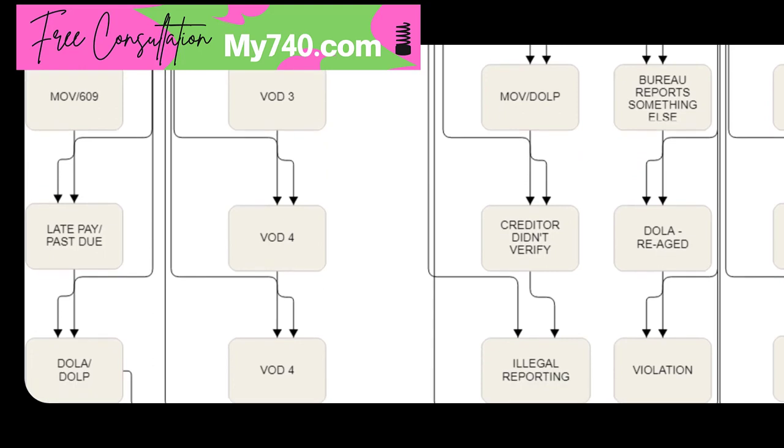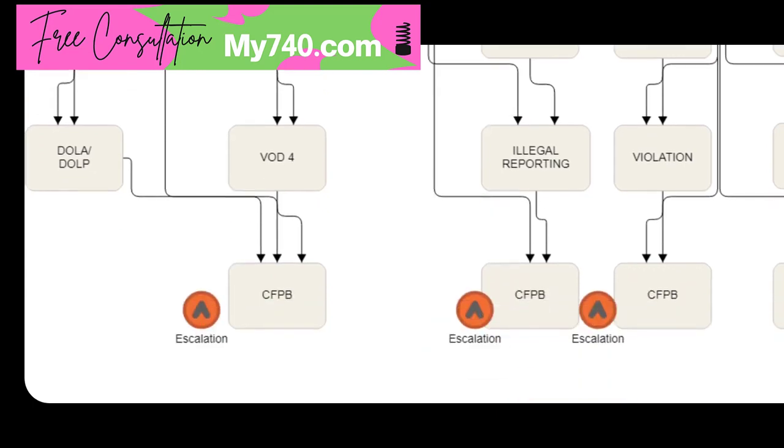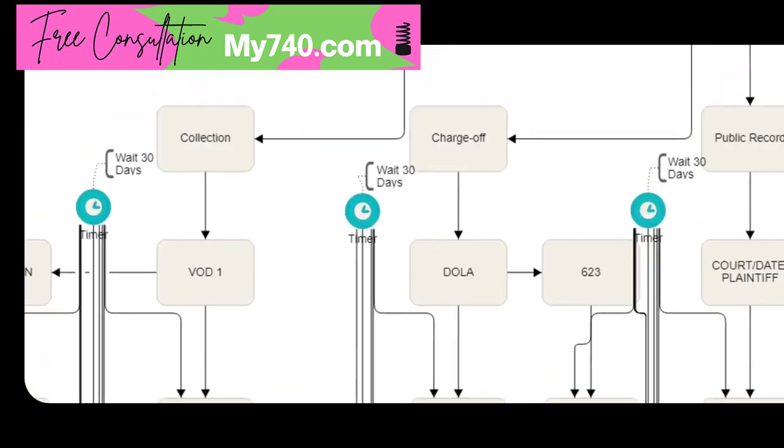Now, on the bureau side, after waiting, again, in between each of these is 30 days, you can check for late payments and past dues on your collection. For the collector, it's going to be validation of debt round 4. And your very last dispute on the bureau side is going to be date last active, date last paid. You're going to go into factual based disputes, and then you're going to end with your CFPB complaints and your escalation. Okay. Now let's go over and check out charge-offs.